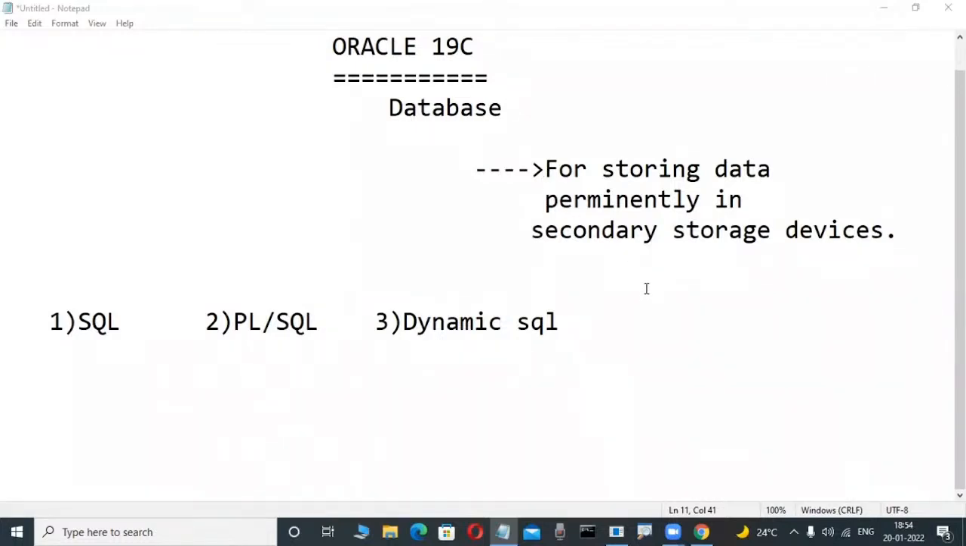A DevOps engineer needs a little bit of SQL, not much more. But here we are learning a pure database, so there is a lot of knowledge we are giving. Based on your requirement, you have to take that knowledge.